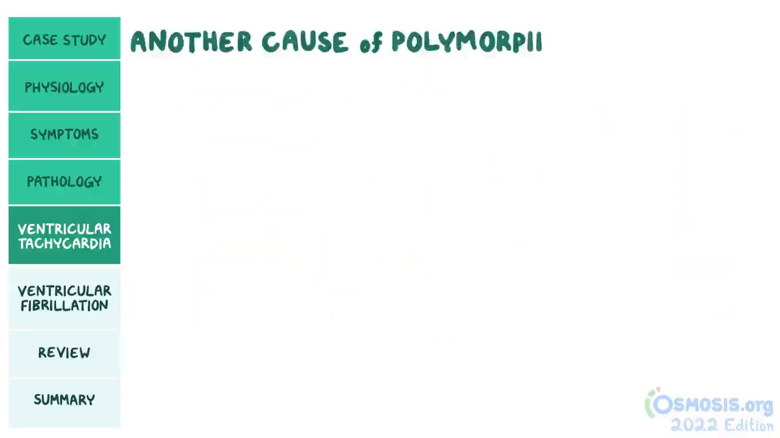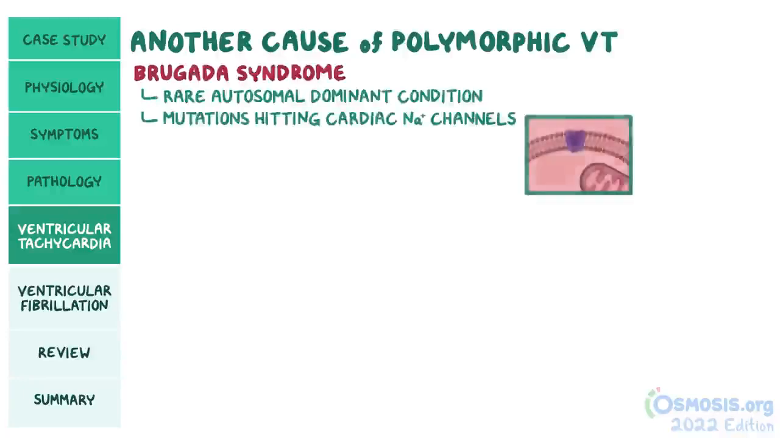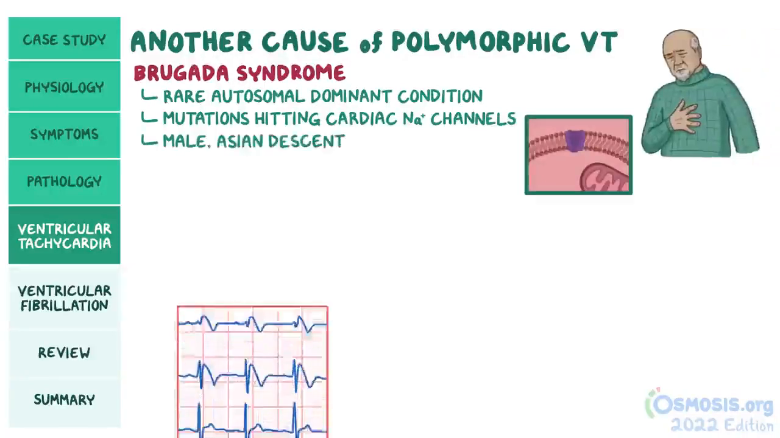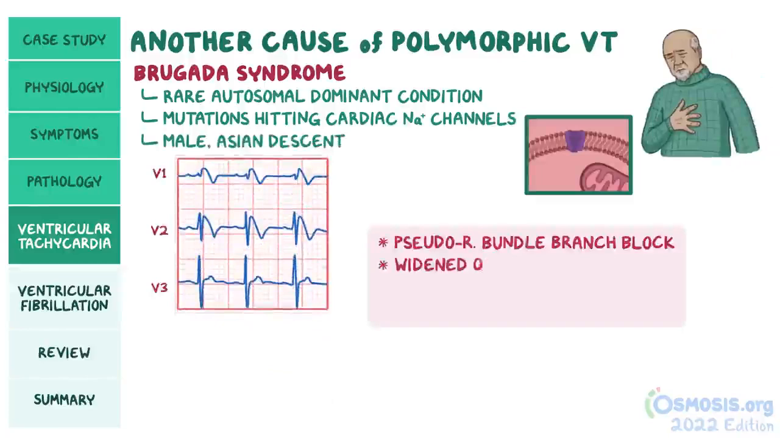Another cause of polymorphic VT that is frequently tested in the exams is Brugada syndrome. This is a rare autosomal dominant condition characterized by genetic mutations hitting cardiac sodium channels. Now, the test question will typically describe a male of Asian descent, whose ECG pattern in V1 to V3 shows pseudo-right bundle branch block, with the widened QRS presenting an RSR configuration, as well as ST elevations.